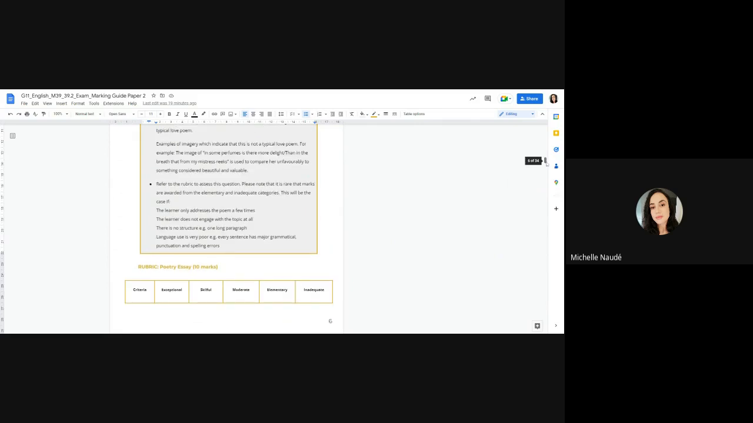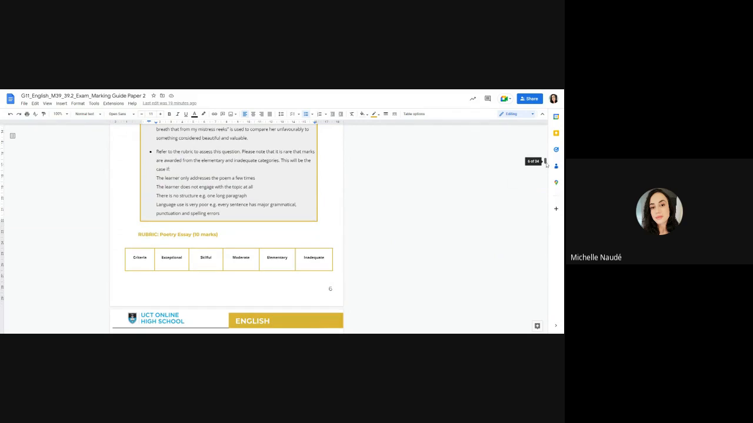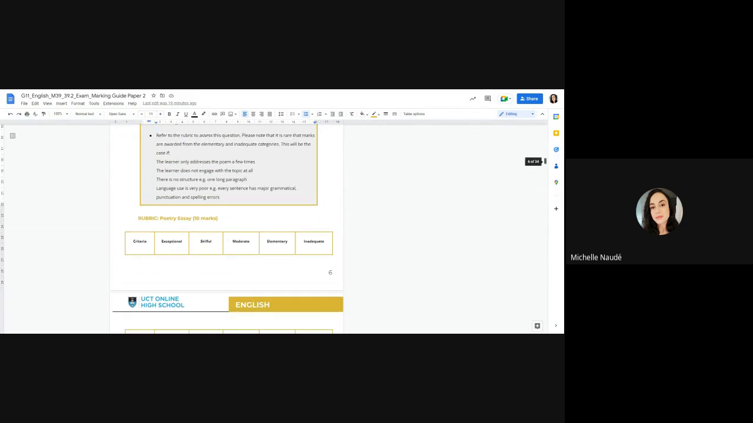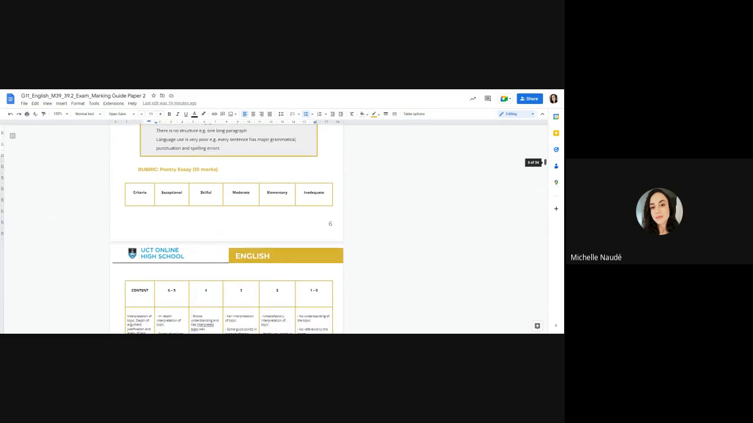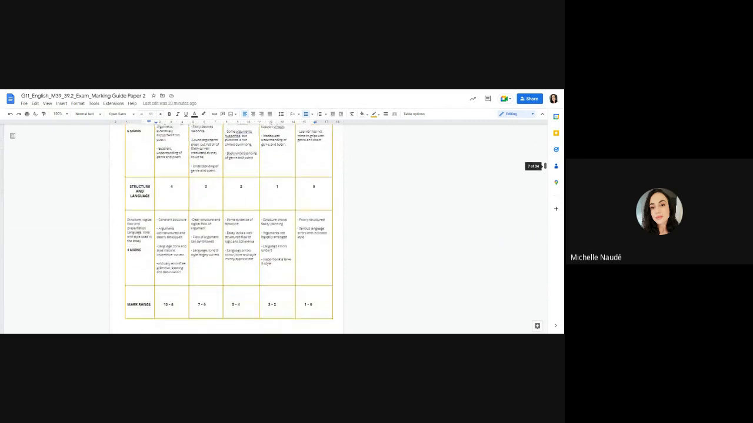So it'll only really be the case that learners get marks from these two really low categories if they only address the poem a few times, so they barely even mention the poem. They don't engage with the topic provided at all. There's no structure to their essay. Maybe it's just one long paragraph. Maybe there's points from all over. There's absolutely no logic to the arguments. And or the language use is very poor. So there are major errors in every sentence.